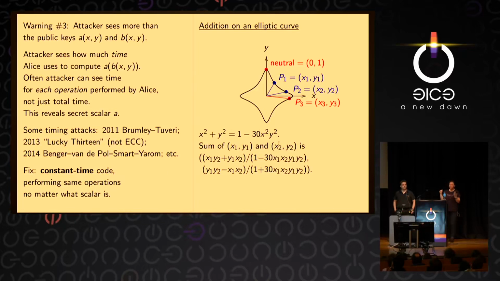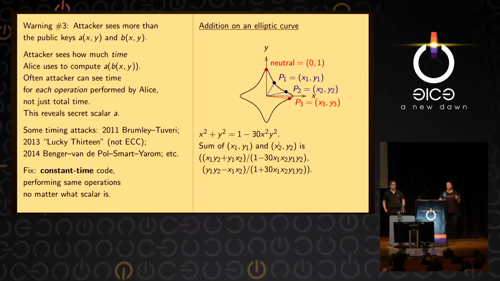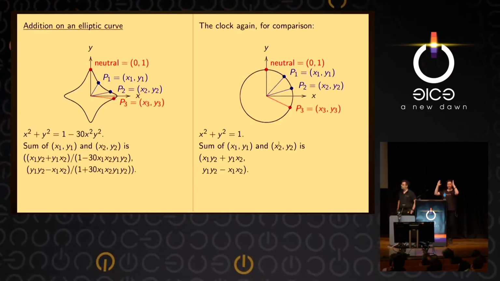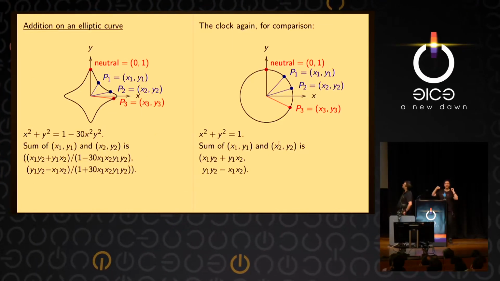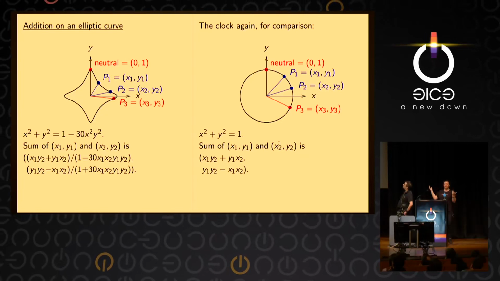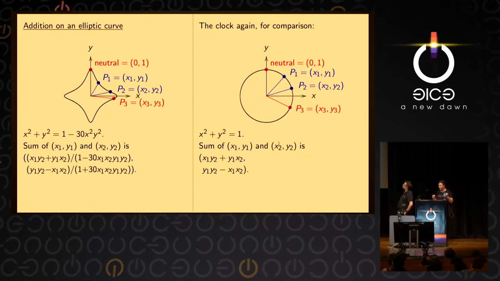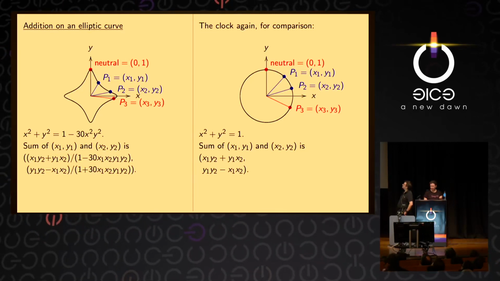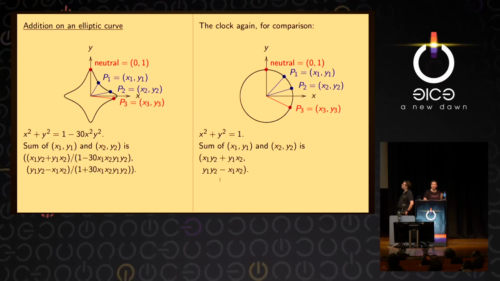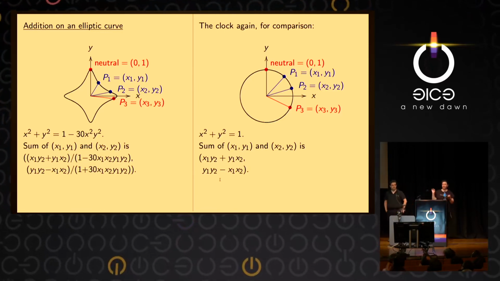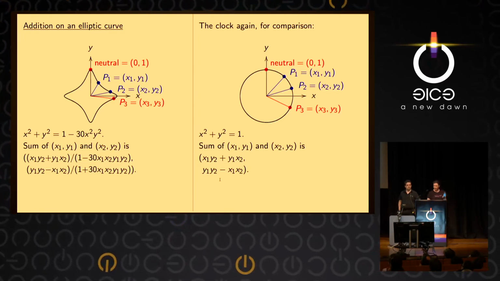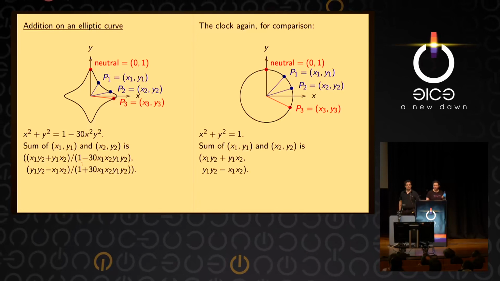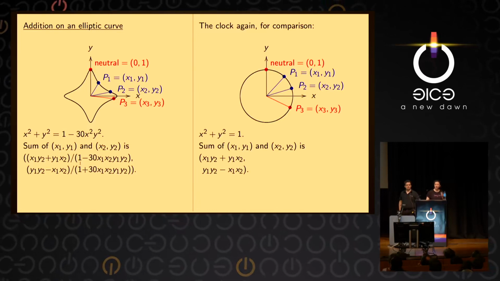Now, if I want to add points, let's remember what it looked like on the circle. On the circle, I had the neutral element at the top. I keep that. Adding anything to 12 o'clock doesn't change the value. That's still the same here. Here I was just adding P1, P2, getting P3 by these formulas. Now these won't generally work on the elliptic curve. Because there is this minus 30 x squared y squared, we also need to introduce a little tweak down here. So there's now a denominator.